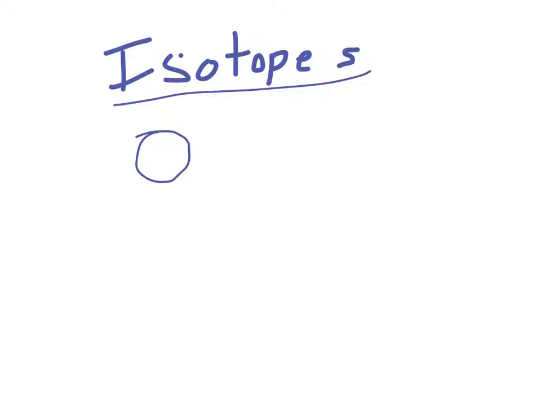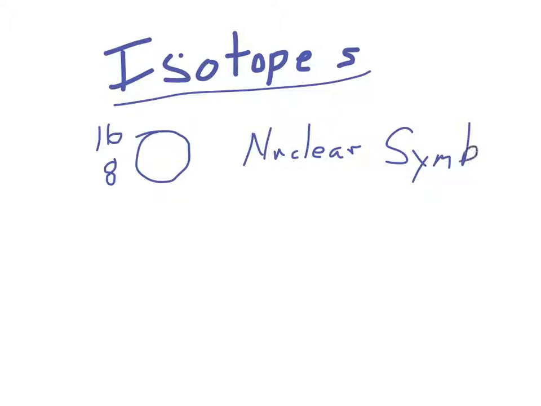Now look at your periodic table. And oxygen has, what's my weight for that? What's my mass? 16. 16, very good. And your atomic number is 8, right? Now this is called a nuclear symbol. Okay, so on some of your worksheets today, that top number is your mass, and the bottom number is your atomic number.